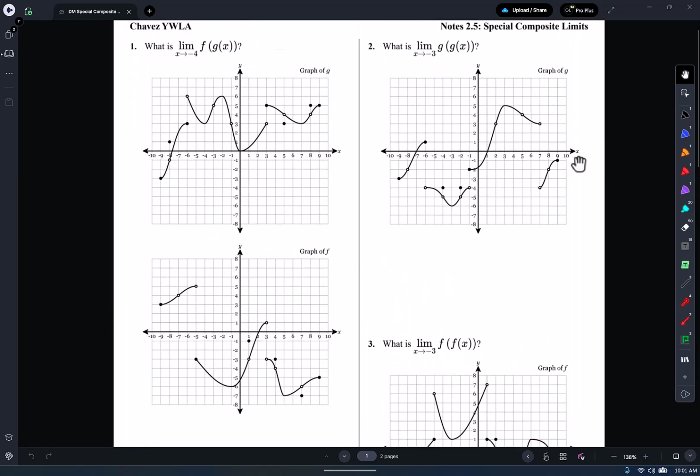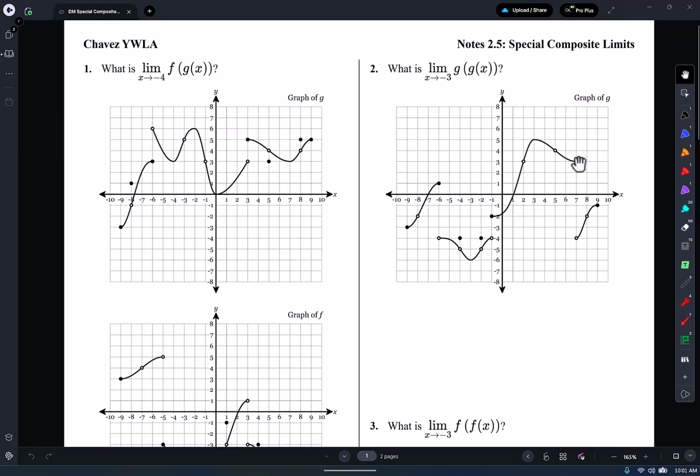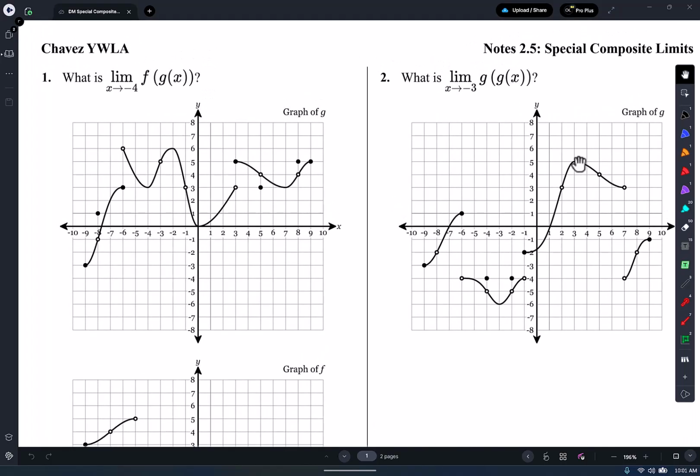Guys, here we go. These are special composite limits. They look hard, and they kind of are, but don't worry. I'm going to teach you guys how to do this. And the explanation that Delta Math has, I was trying to tell some of the kids to follow what it says, but they were getting confused. And you guys tell me if it sounded confusing or not. So here's what you're doing.